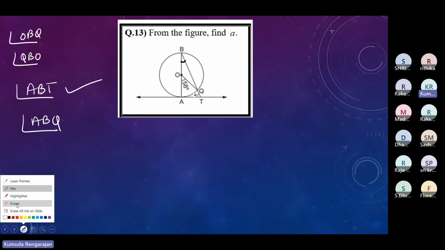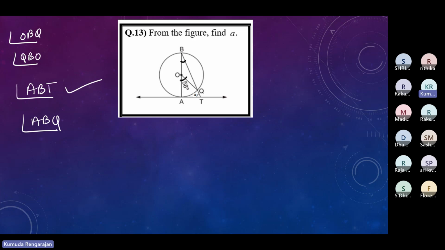Now, what's the angle at the center called? Name this angle. Angle AOQ. So we have two angles: angle AOQ, which is 58 degrees, and angle ABQ. See here, AOQ at the center, ABQ on the circumference, made by the same arc AQ. This arc AQ subtends AOQ at the center. The same arc AQ subtends ABQ on the circumference.